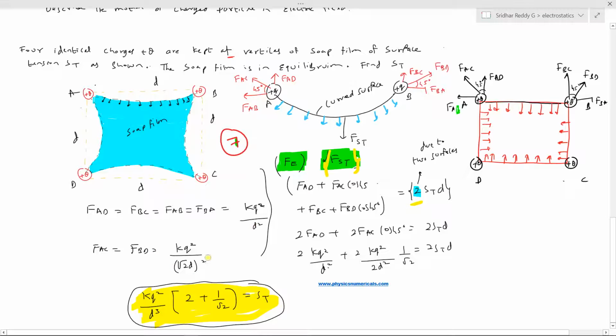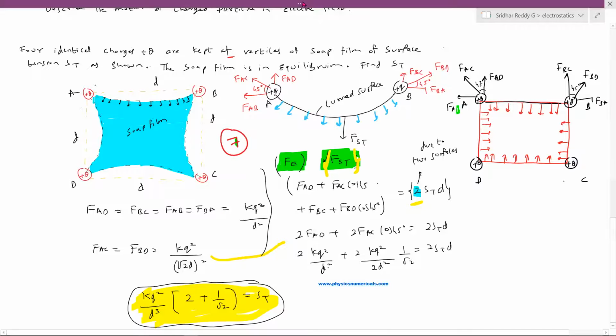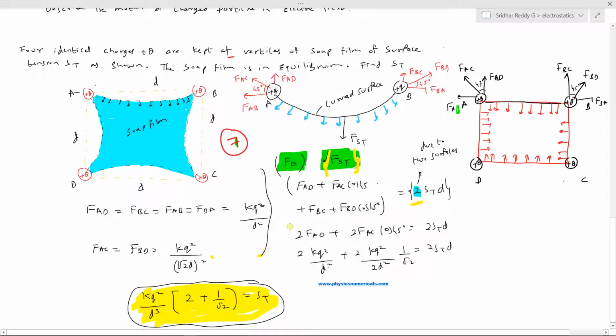Okay, let's substitute these values here. What I'm going to do is this: FAD equal to FBC, so 2 FAD, these two are equal. Similarly, these two are equal. Then substituting FAD as this value and solving that, we'll get the expression for surface tension. Okay, this will be our answer.